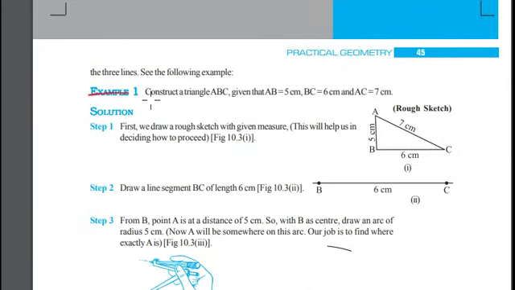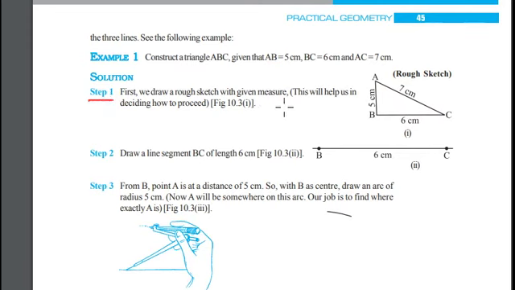Let us see example 1. Construct a triangle ABC given that the length of AB is 5 cm, length of BC is 6 cm and the length of AC is 7 cm. This is a rough sketch which would be helpful while constructing a triangle. We need a rough idea, right, before constructing. So drawing a rough sketch is a useful thing. First we need to draw a rough sketch. Here we are given the lengths of the triangle. So just try to draw a rough sketch of the given data.